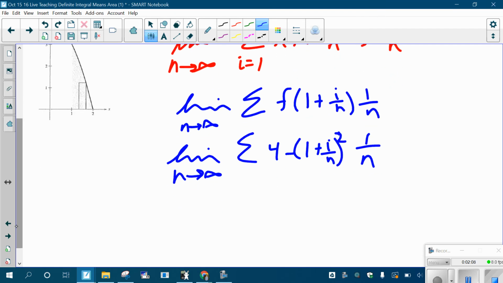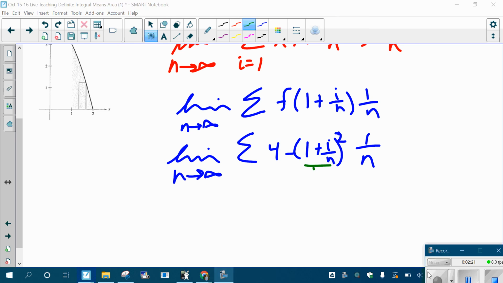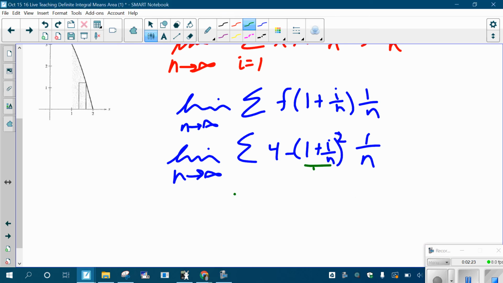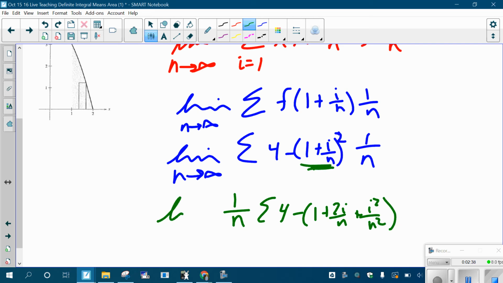I need to FOIL this part out. Sorry, wait one sec. Pull that 1 over n on the outside here. I guess that's probably easiest. I'm going to do the 4. It's going to be minus, and then here I'm going to get 1 plus 2i over n plus i squared over n squared when I FOIL out that green thing. So now I'm here.